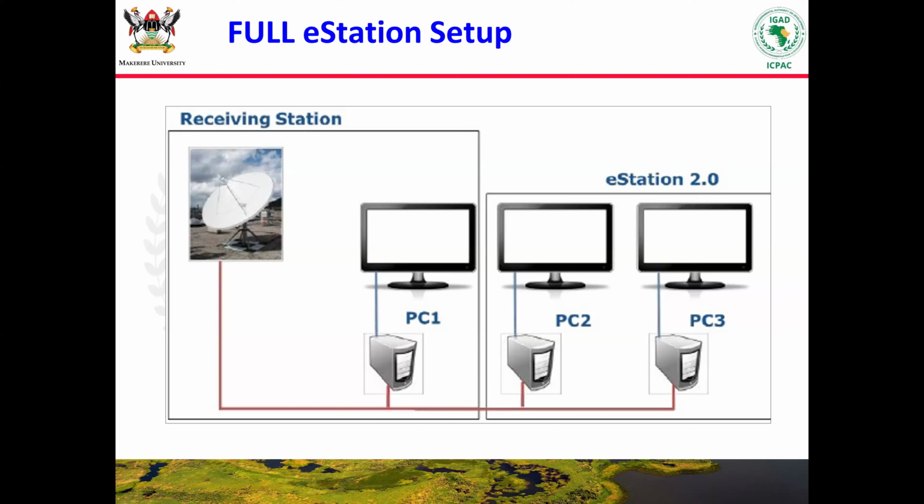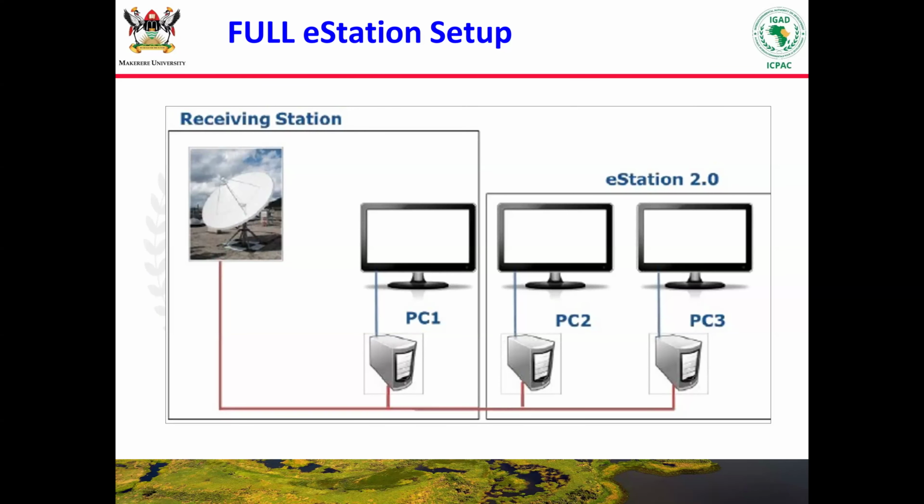And then we have what we call the computer, or PC1. PC1 is the one that communicates with the antenna and also PC2 and 3. Now, PC2 and 3 is the actual eStation. The PC1 and the antenna are the receiving station.